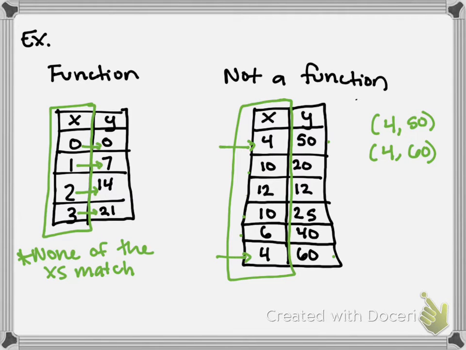So because these x's match, but the y's do not match, this means that this table does not represent a function. In order for it to be a function, every x needs its own y value, right? We could also look at 10. See how when x is 10, y can be 20 and 25. Since these y's are different numbers, that means that this is not a function.